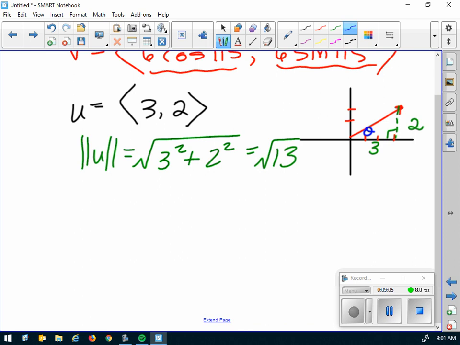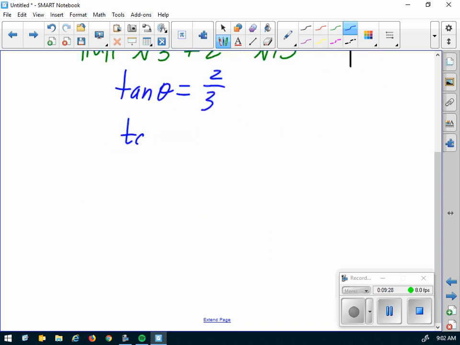Which one of those trig things? Tangent. Because tangent is what over what? And I know opposite and adjacent for that angle, don't I? So tangent theta equals what over what? There you go. How do I get theta by itself? So tangent inverse of 2/3 equals theta. Make sure you are in degree mode on your calculator and run that. Let's see what are you getting?